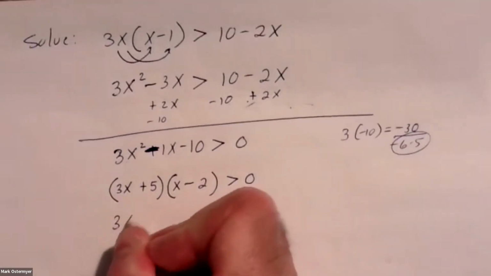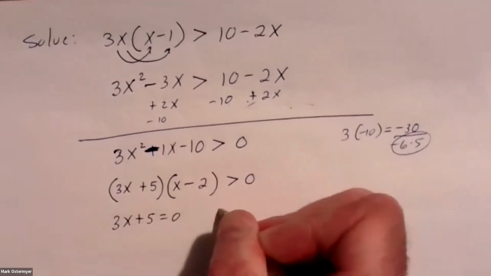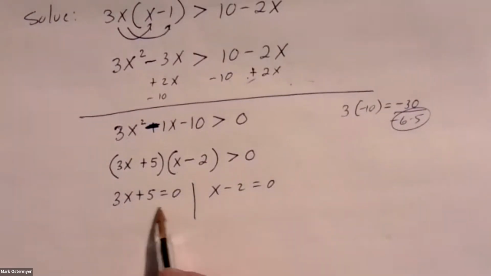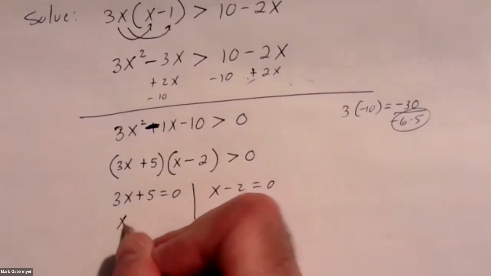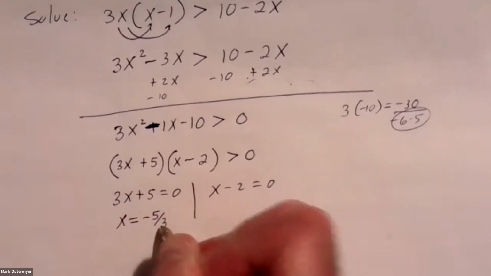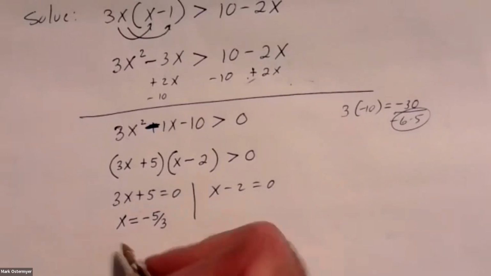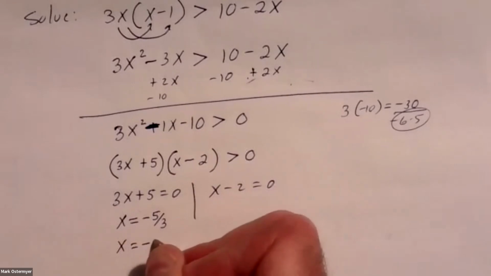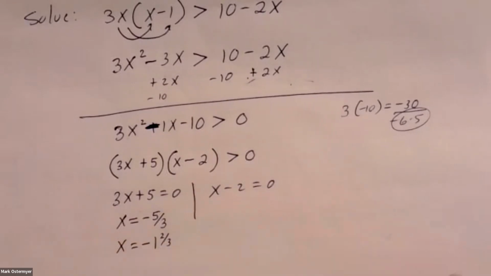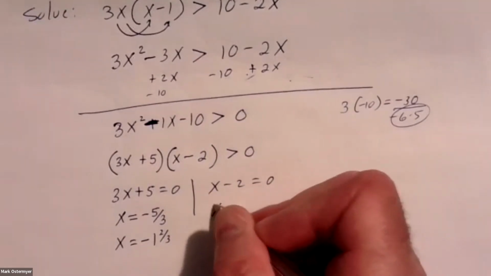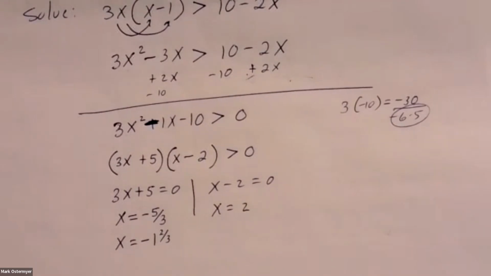In other words, I've got to set 3x plus 5 equal to 0, and I've got to set x minus 2 equal to 0. Solving the first equation for x by subtracting 5 from both sides and dividing both sides by 3, we get negative 5/3 as one of our critical or significant values. If you want to turn it into a mixed number for plotting purposes, you could call it negative 1 2/3. Solving the other equation for x, we get x equals 2. So these are our critical values or significant values, as I think your author refers to them.